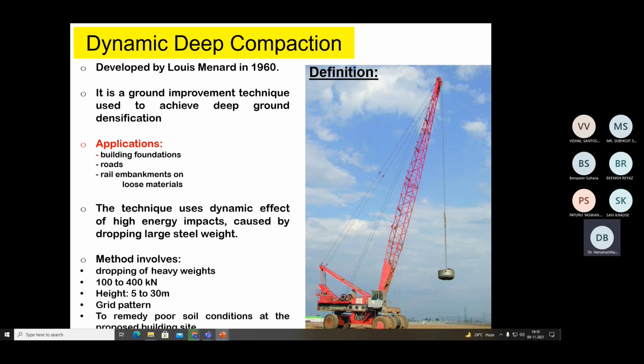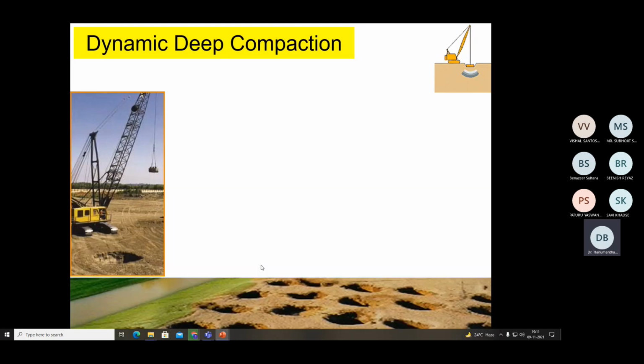So even in this condition, in case of deep dynamic compaction, the ground improvement is achieved by adopting something called a grid pattern, maybe triangular or maybe rectangular, like the sand drain or the stone column techniques. In fact, those techniques are also adopted in the form of a triangular or rectangular pattern. So this is the fundamental definition.